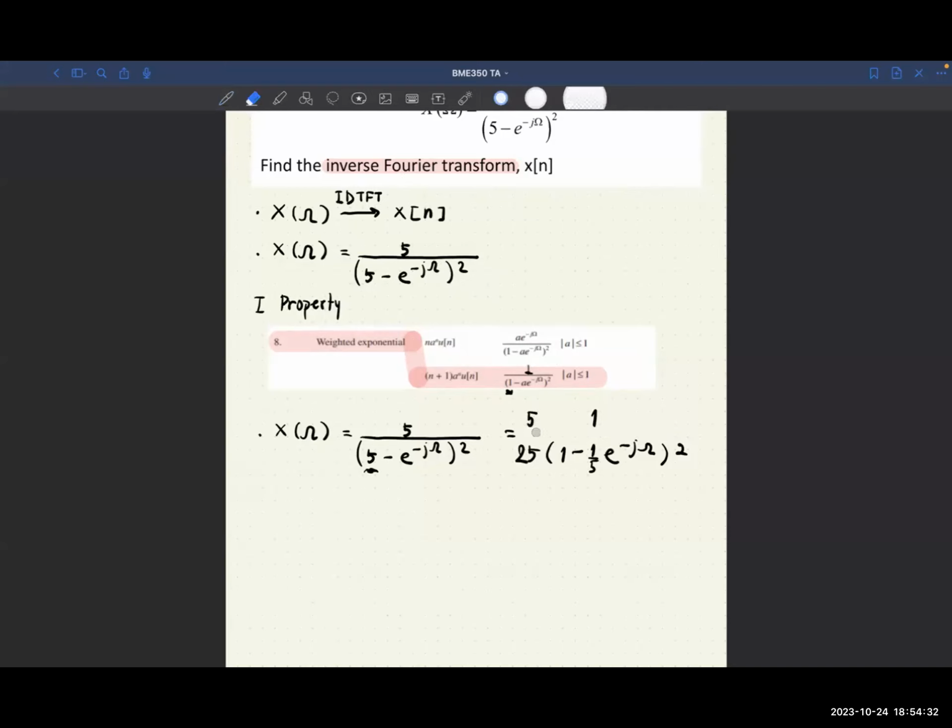I think I figured it out. Oh, actually, let's do this slowly. Okay, we have 25. Thank you for pointing out, Professor. And what I can do, I put 5 on top. Wait, it's already 5. Let's say it's 5 times 1, not just 1. And I would divide this 5 over 25 multiplied by 1 over 1 minus 1 over 5 e to the power of negative j omega, squared.